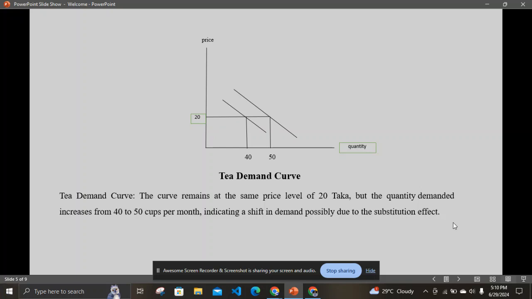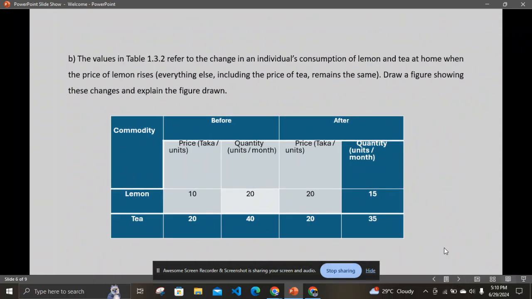Let's jump into the next problem set. There we could understand the same thing more considerably. So we have another problem set here. The values in table 132, that means this table, refer to the change in an individual's consumption of lemon and tea at home when the price of lemon rises. Everything else, including the price of tea, remains the same. Draw a figure showing these changes and explain the figure drawn.